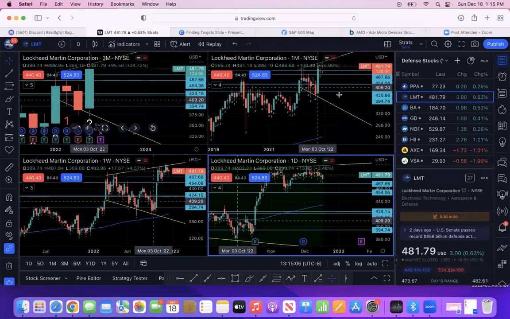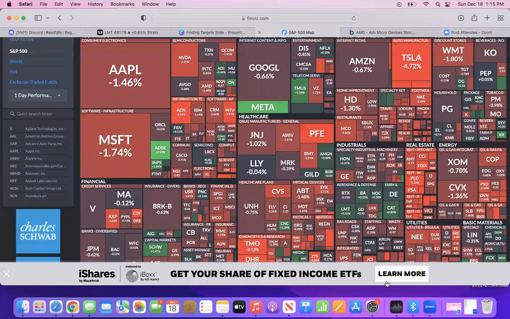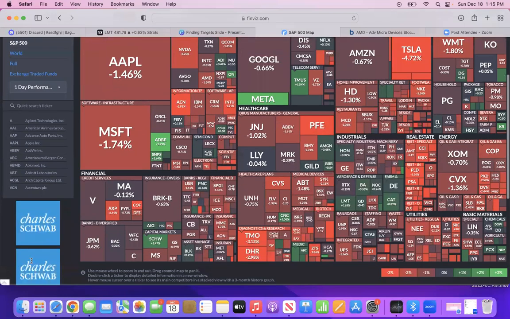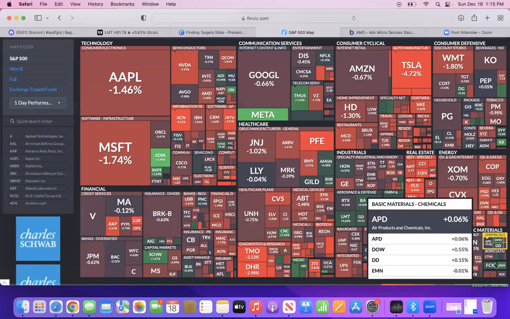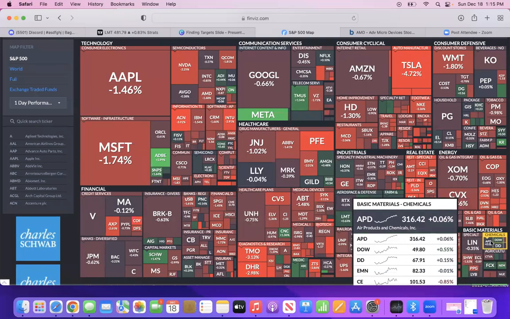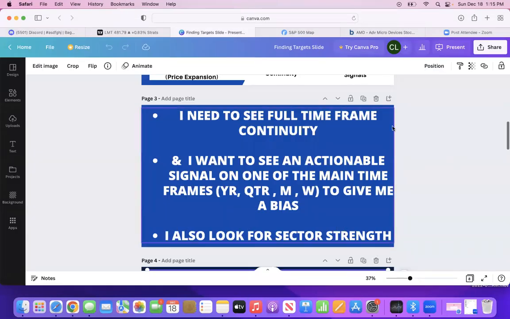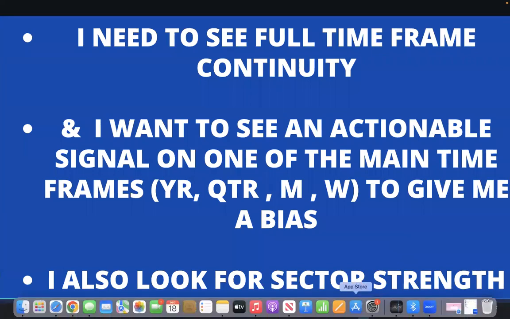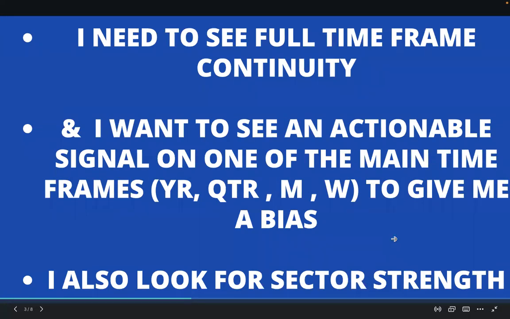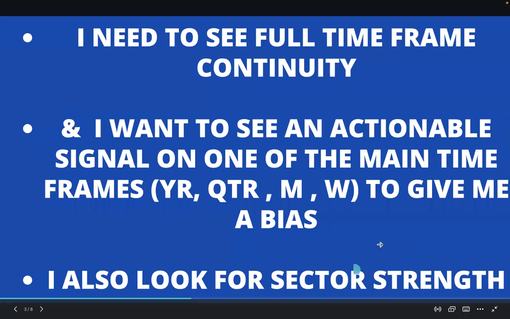Two green on the quarter, consolidation on the month, and so on. So that's what we would do. That's sector strength. When we look for strong sectors, we look at names in those sectors. Right now, everything's red. Basic materials aren't looking bad. FCX, this is XLB, I think. So that's what I mean when I say I also look for sector strength, because money is constantly in motion. These guys are always rotating their money in and out of different names. That's what I personally also look for. So again, full time frame continuity, we want to see actionable signals playing out, and we look for sector strength. All right, pretty simple.